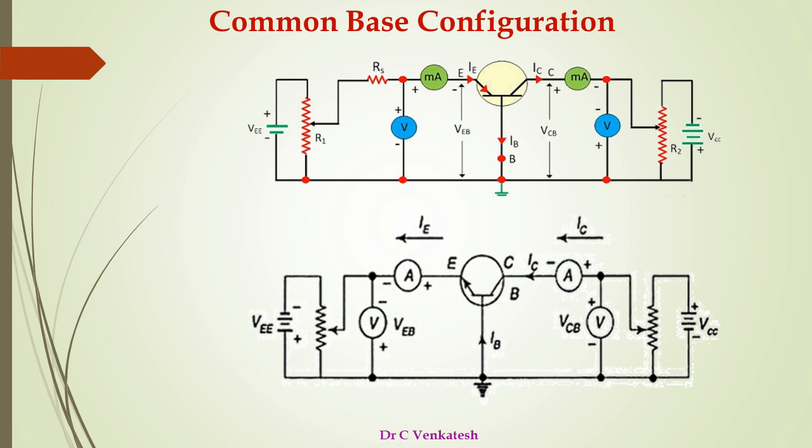The working principle of PNP transistor with the common base configuration is same as the NPN transistor with this common base configuration. The only difference is in NPN transistor, free electrons conduct most of the current, whereas in PNP transistor, the holes conduct most of the current.